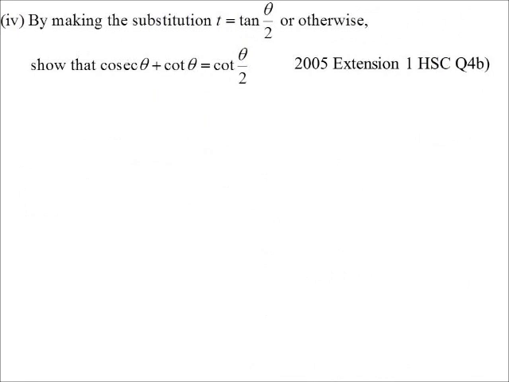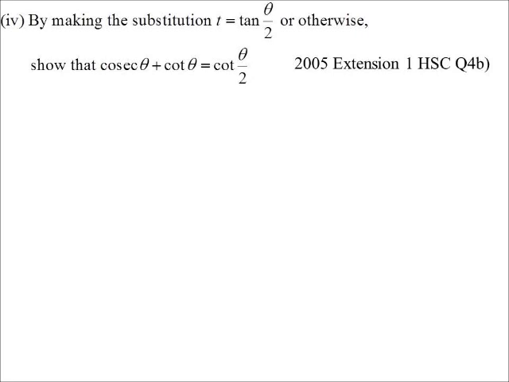Okay, let's have a look at another C1 question. Again, they've told us to use t equals tan theta on 2. It does say 'or otherwise', so if you do see another way of doing it, by all means. But usually, when they say it like this, they're saying, here's a really huge hint. This is probably going to be the easiest way of doing it. Show that cosec plus cot of theta is cot theta on 2.